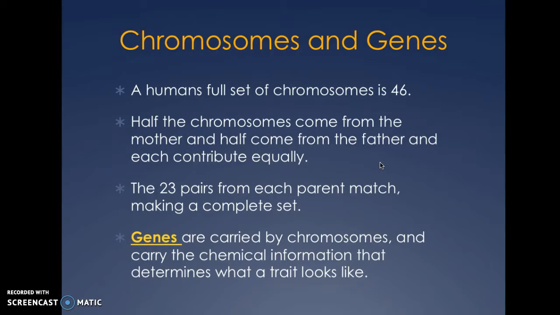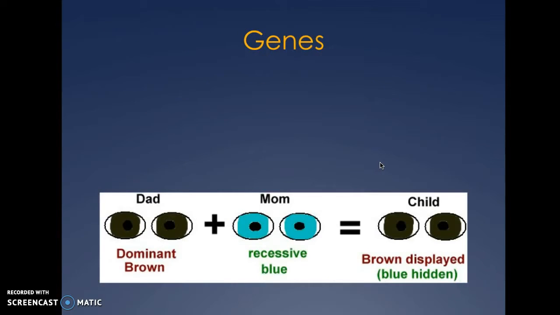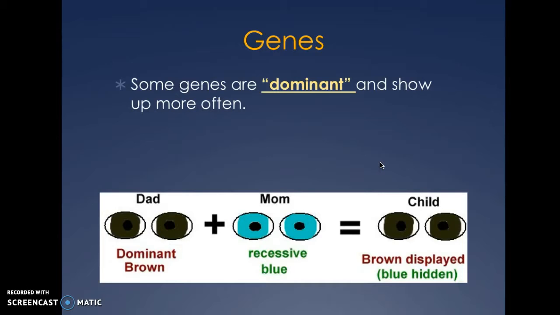Most of us can probably look in the mirror and then look back at our parents and say, yeah, I have my mom's eyes, or yeah, I have my dad's hair color. Those are the exact things and information that chromosomes carry. Genes. Some genes are dominant, show up more often.